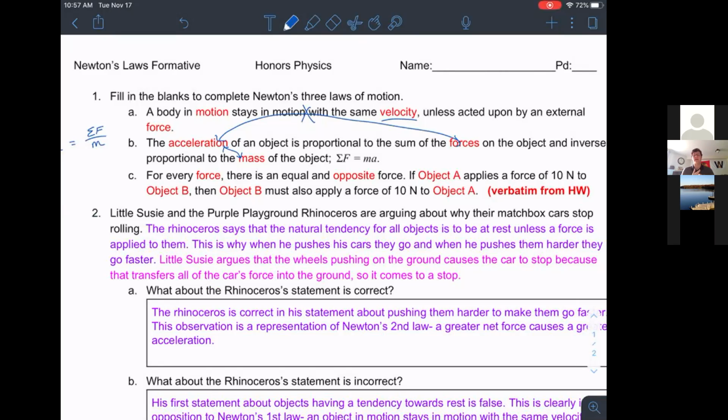They were actually verbatim from the homework that you guys did with Newton's laws. Are there any questions on any of Newton's 3 laws?